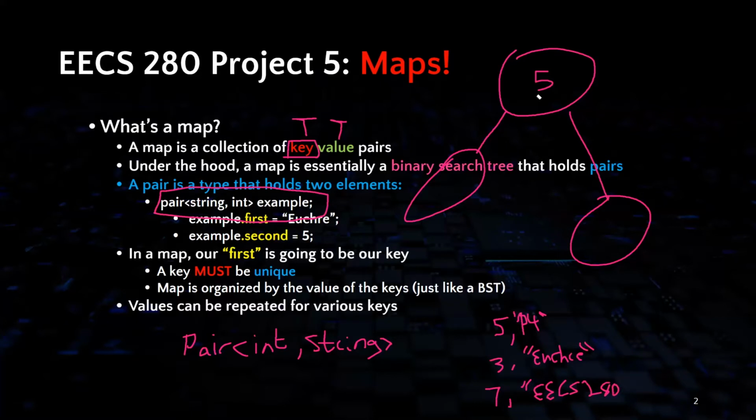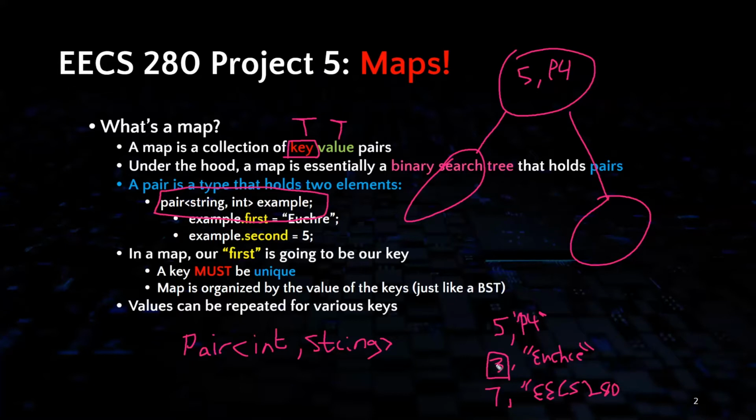If I were to go ahead and insert these into the tree in this order, I would first make 5 p4 my root. So go ahead and put this 5 p4. The next thing I insert is this 3 comma euchre. Remember, we're going to sort this binary search tree according to the key value, not the value. It's kind of redundant, but yeah, we only want to sort according to our key value.